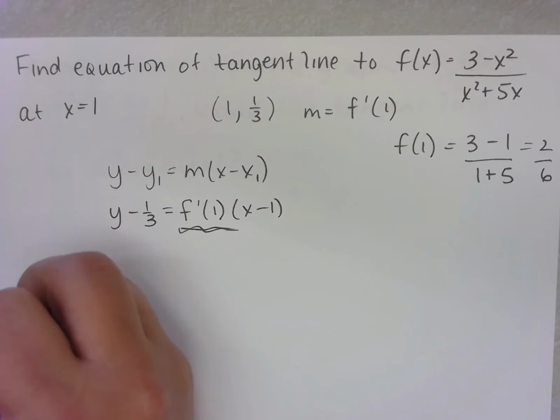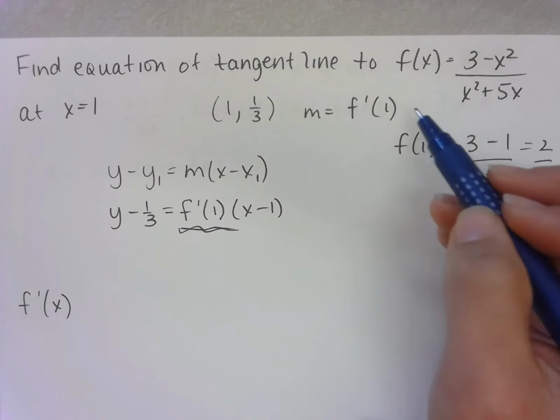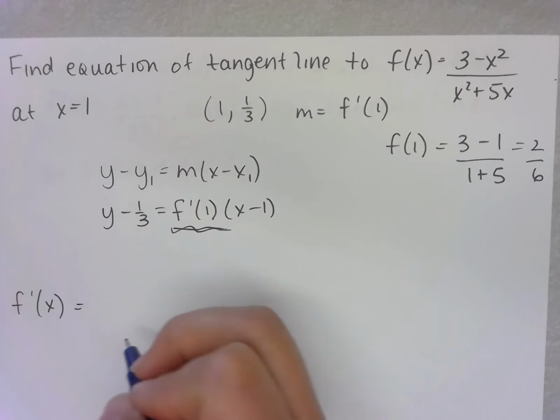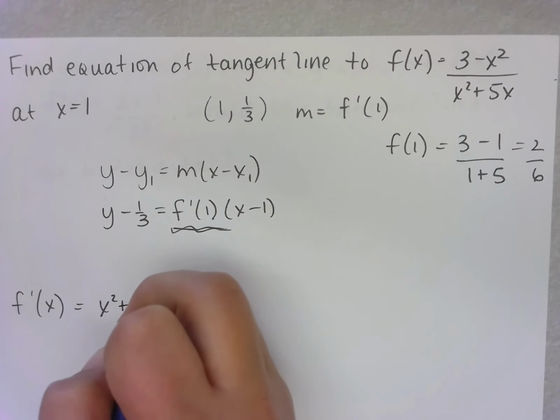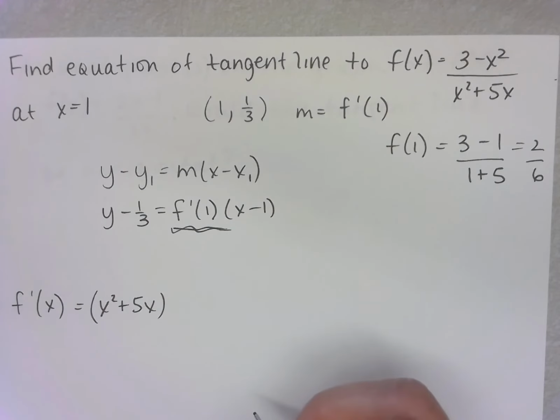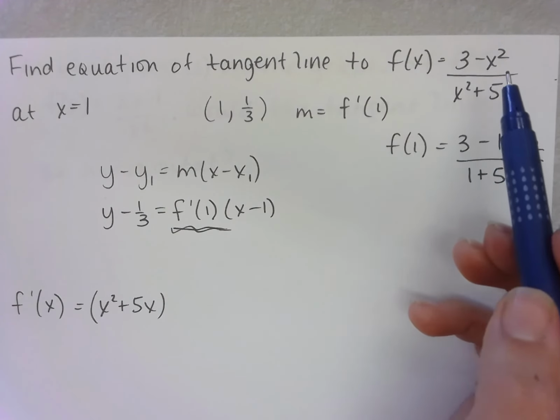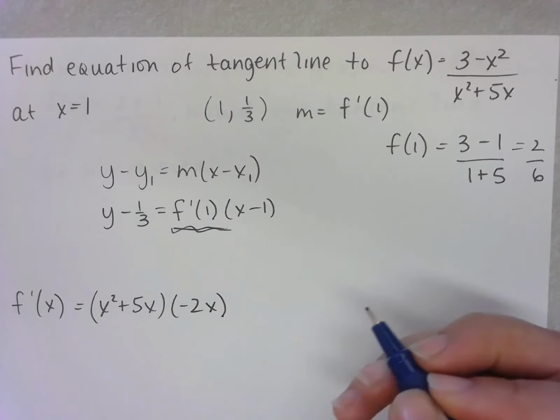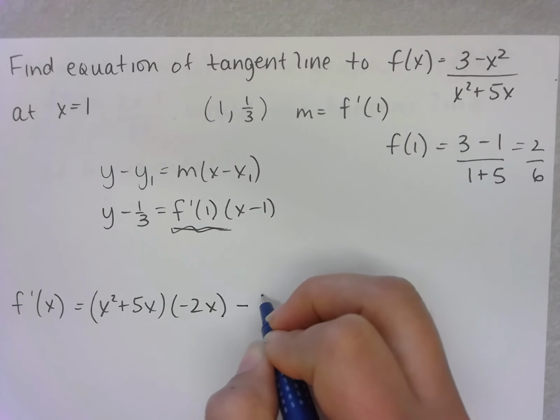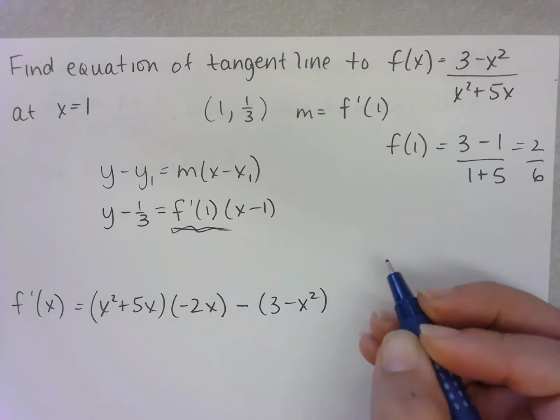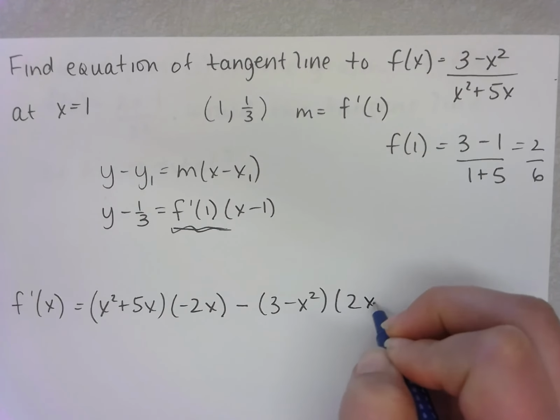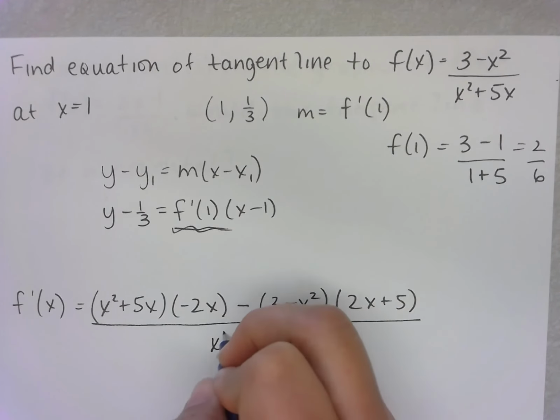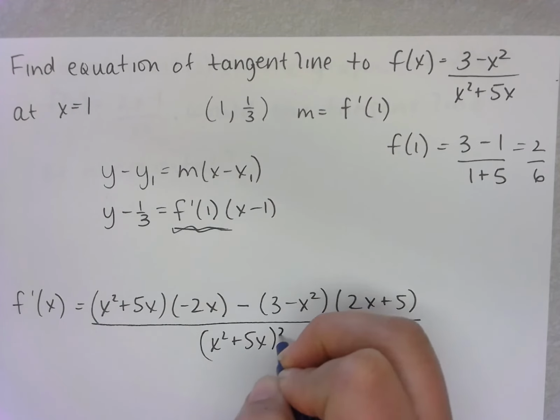All right, so this time I'm going to need the quotient rule, okay? So I'm just going to write out the quotient rule. I'm not going to write all the in-between steps. So I've got the bottom, make sure you use parentheses here, times the derivative of the top. So I have 3 minus x squared, so the derivative of the top would be minus 2x. All right, and then I have minus, then the top times the derivative of the bottom. The derivative of the bottom is 2x plus 5, all over x squared plus 5x quantity squared.